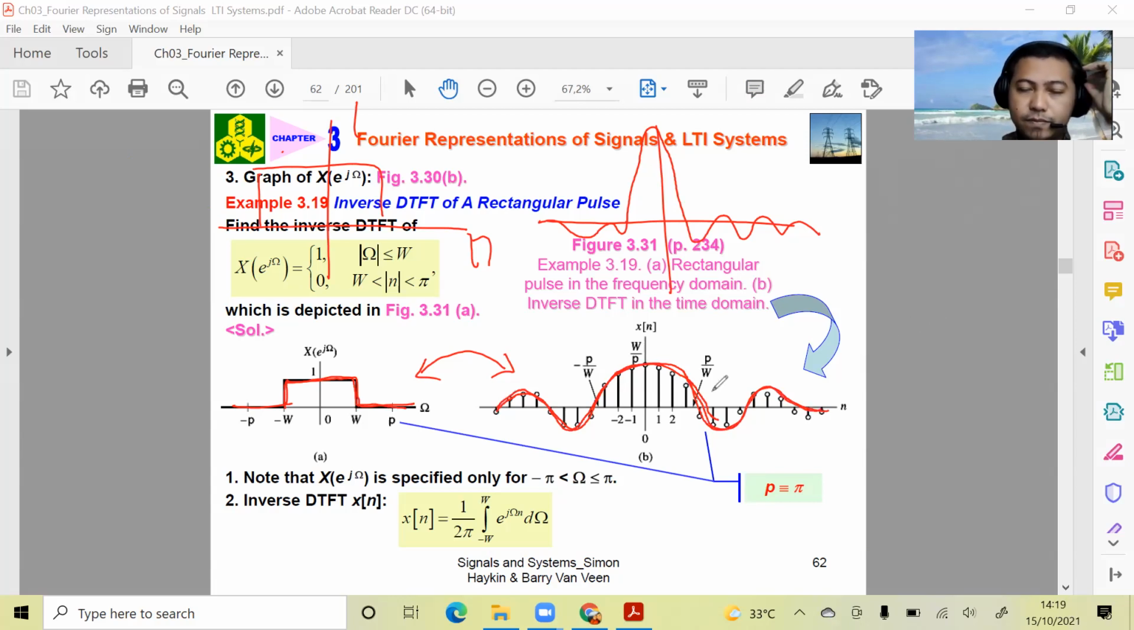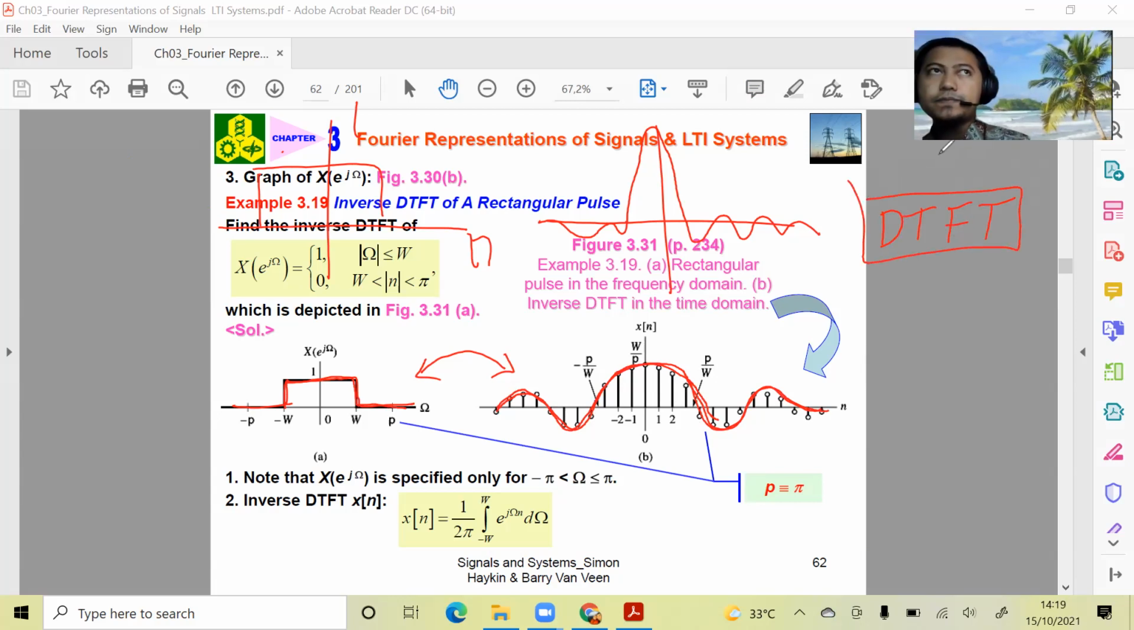Kind of like that. Okay. So until this point we already talked about how to use discrete time Fourier transform. Is there any question?